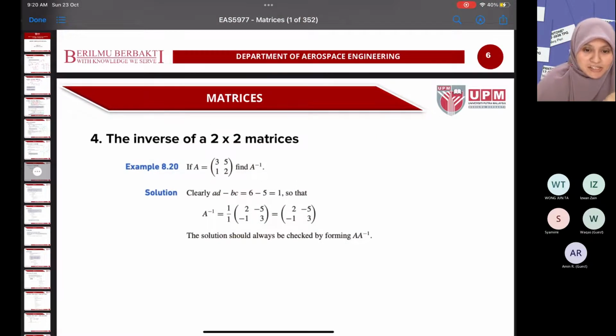So AD minus BC here equals 1. So by using the formula just now, we get 1 over 1, times 2, minus 5, minus 1, 3. So we get the inverse of the matrix.